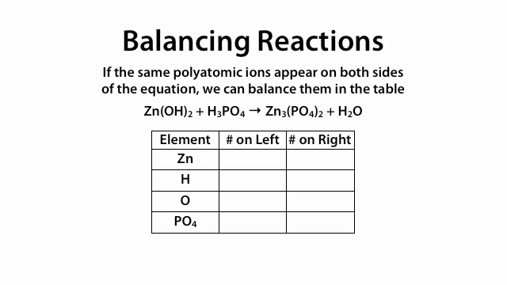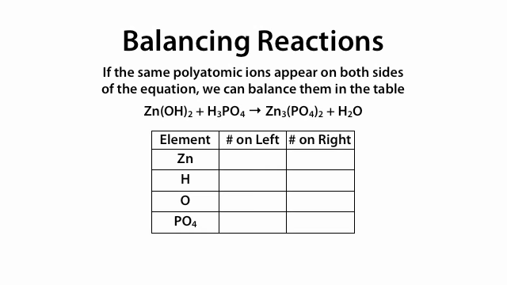Why can we do this? Because PO4 exists on both sides of the equation. It exists on the left side in H3PO4, and it exists on the right side in Zn3(PO4)2. I want to point out, however, that even though the polyatomic ion OH- exists on the left side, it does not exist on the right side. So we do not include that as an element on the table. We still split that up into hydrogen and oxygen.